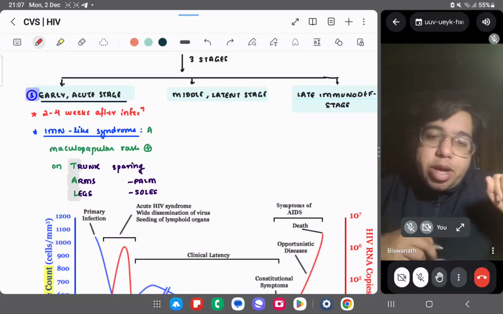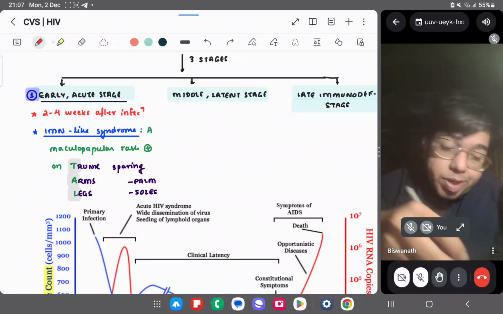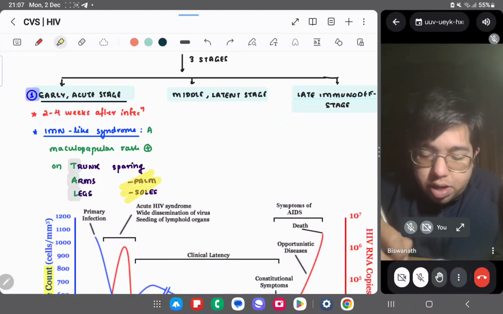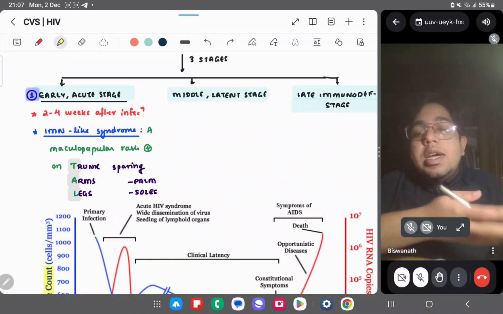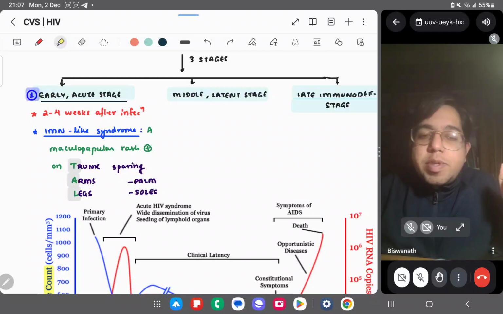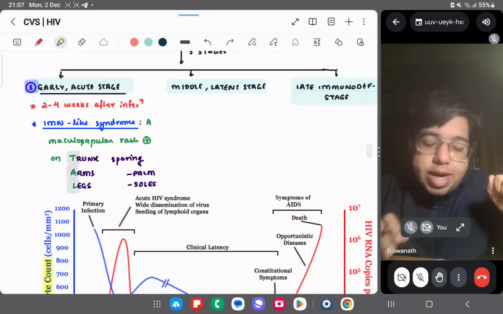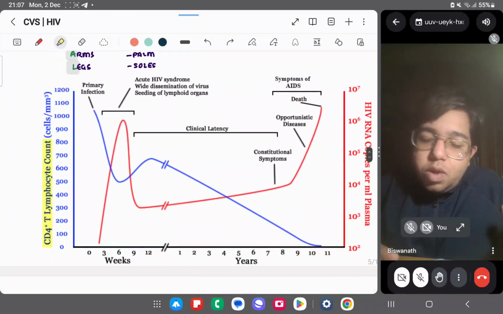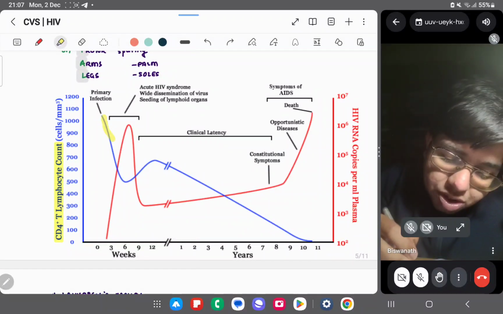A macular rash will be present on the trunk, arms, and legs, sparing the palms and soles. This is very important. In medicine postings, they will ask you which rash is not sparing the palms and soles, which rash is sparing the palms and soles, and this type of questions, right? So this is the primary infection.